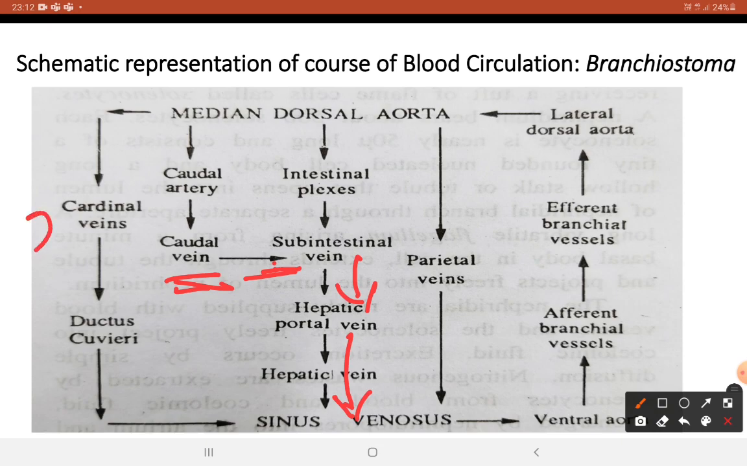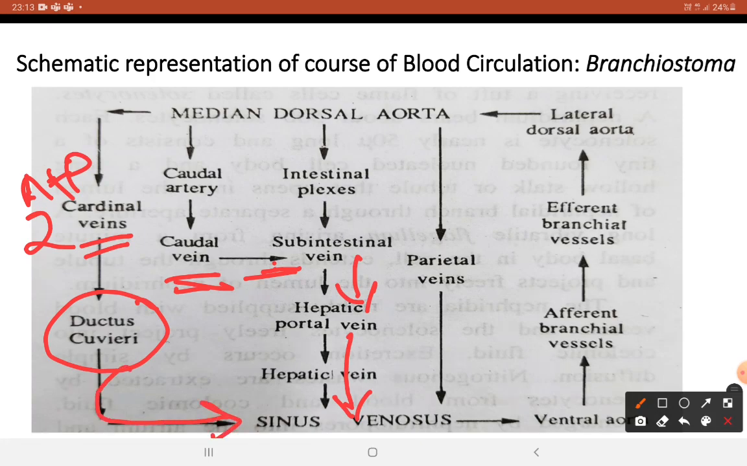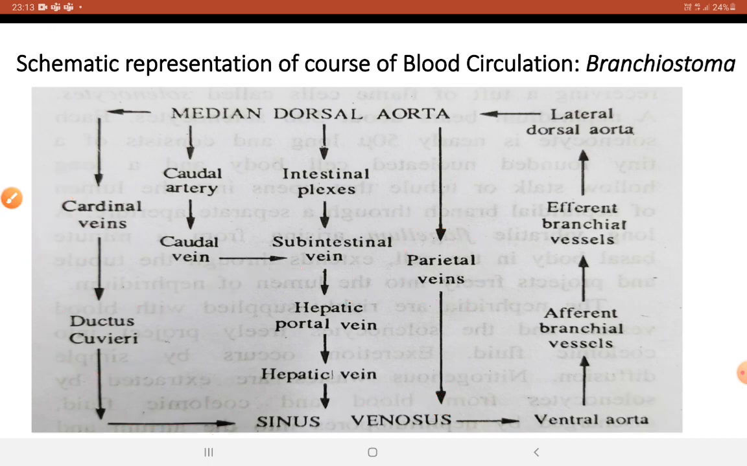And then the two cardinals, the anterior and the posterior cardinals, they both join together to form the cardinal vein, and these two cardinals, when they join, they form a structure called ductus cuvieri, which in turn pours the blood into sinus venosus. And sinus venosus also receives blood from these parietal veins, which pick up blood from the dorsal body wall on either side, and then this cycle continues, so that the circulation in amphioxus keeps on continuing.